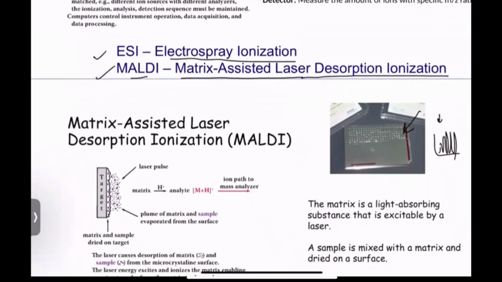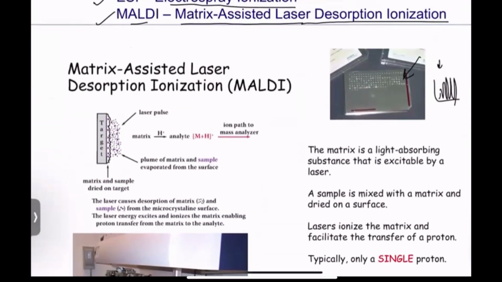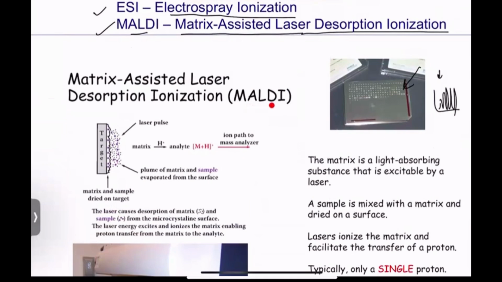Now let's check the ionization sources. There are two ionization sources, electrospray ionization and MALDI, that is matrix assisted laser desorption ionization. When your ionization source is MALDI, we call it MALDI-MS. And when your ionization source is ESI, we call it ESI-MS. So matrix assisted laser desorption ionization is called MALDI.